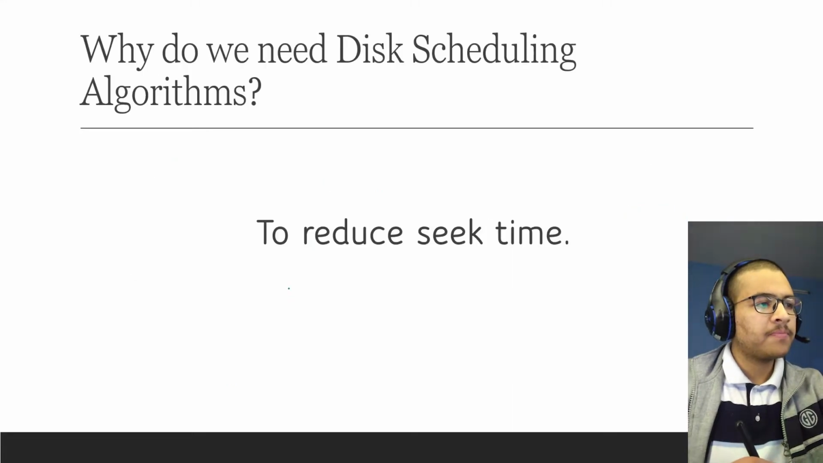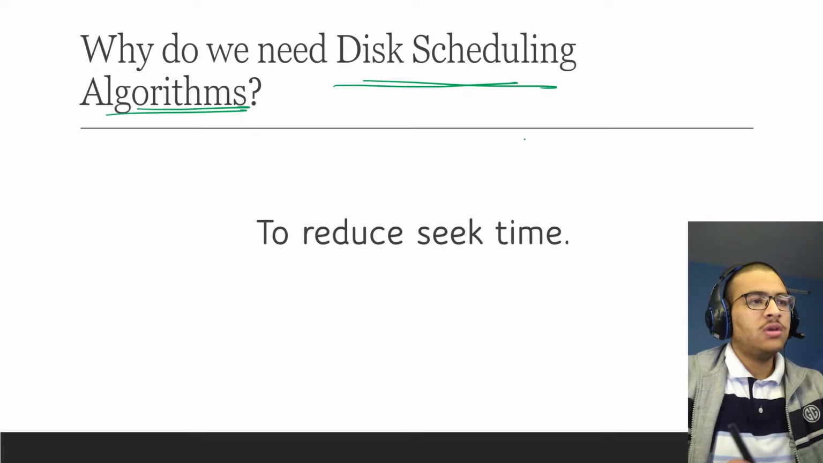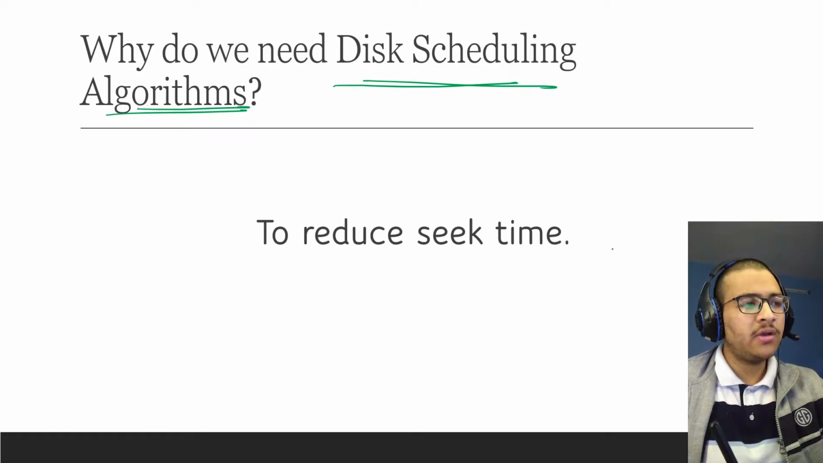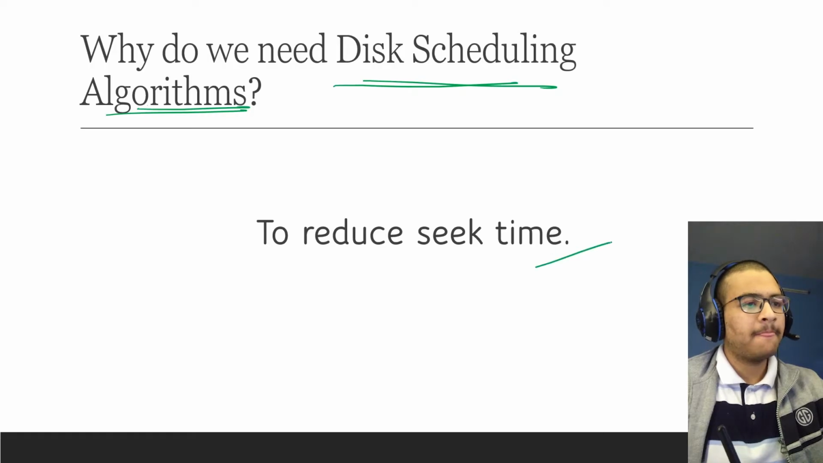Moving on, why do we need disk scheduling algorithms? First of all, seek time is very important for an operating system, and since all device requests are linked to queues, the seek time is increased, which causes the system to slow down. So disk scheduling algorithms are used to reduce the total seek time of any request.